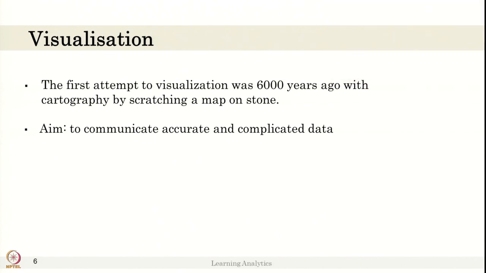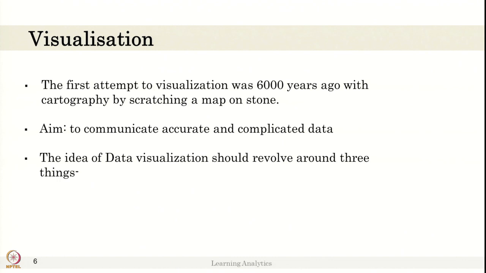So, what is visualization? It did not start now. The first attempt at visualization was 6000 years ago with cartography, by scratching a map on stone. The aim of visualization is to communicate accurate and complicated data in a format the user can understand easily. If you have complicated data in a table, with comparisons and a lot of inferences within the table, it is tough to communicate to the end user. The aim is to communicate this complicated data in an easier representation so the user can get the inference easily.